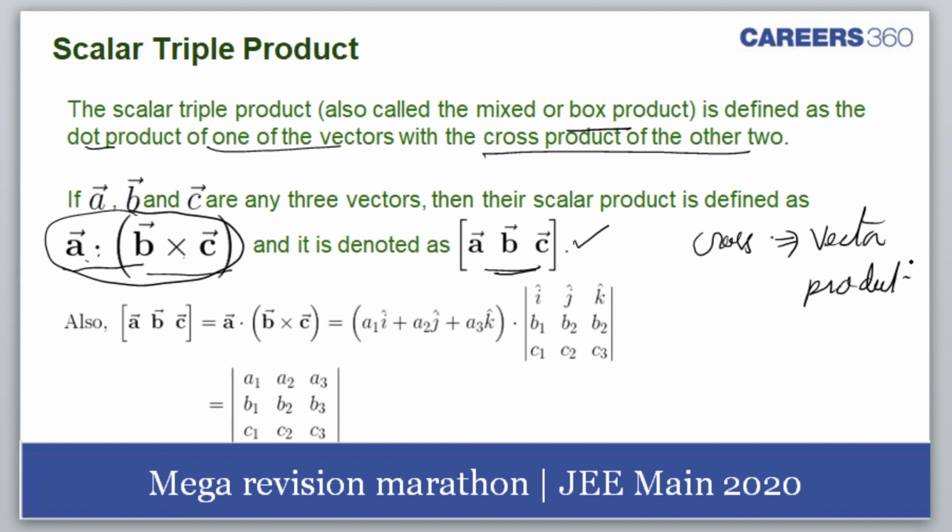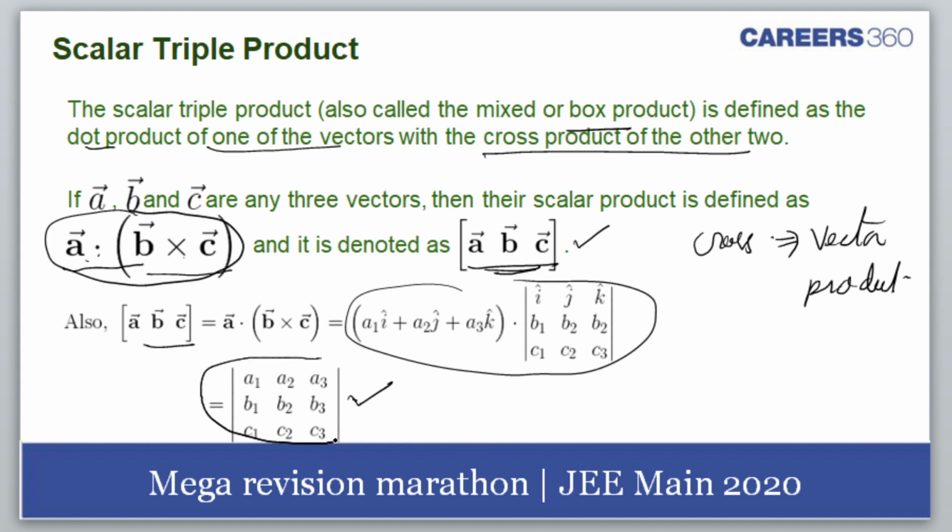The box product of A, B, C, this we write like this, and the STP is expressed like this as a determinant. This is how we get it. Any doubts? Okay, Saraswati, I'll do that. I'll send you the solution as well.